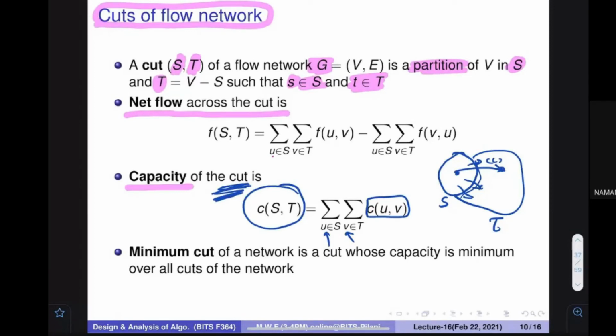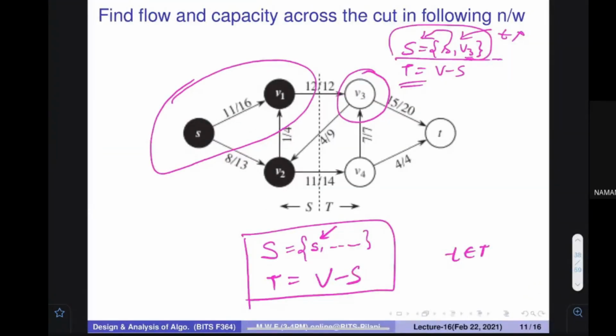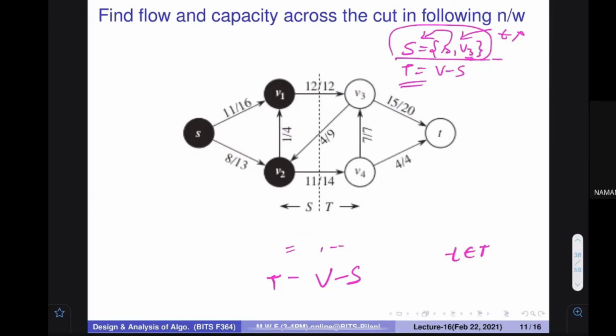So if you have a cut, you can find out two things. What is the net flow and what is the capacity? Everybody, are you okay? Okay. So capacity can change because if this is the graph. So can I show you that capacity?